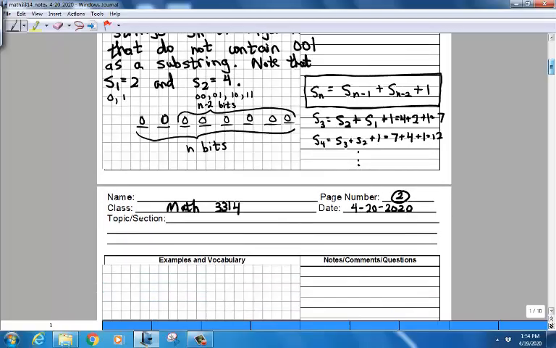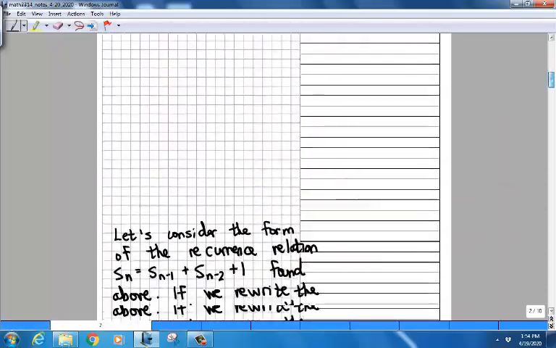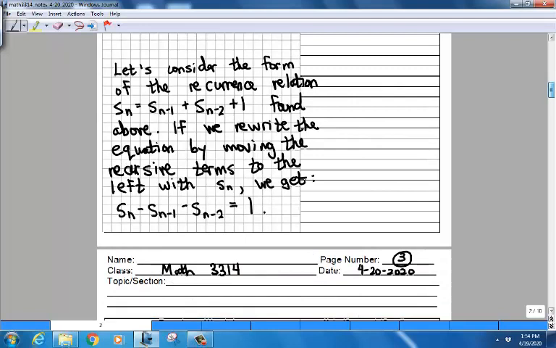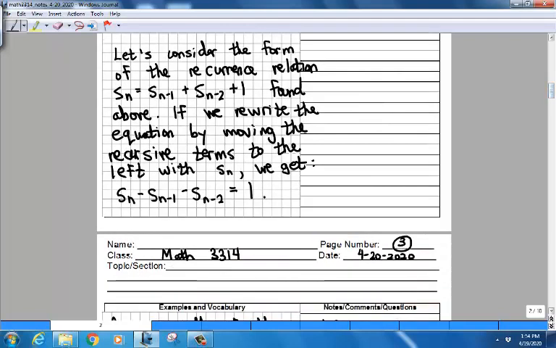And now I'm going to show you how to do that. All right, but we have to introduce a little bit of terminology here before we get to that method. So let's go back and think about that recurrence relation that we just wrote down. S sub n equals S sub n minus 1 plus S sub n minus 2 plus 1, right? So what I'm going to do is rewrite this equation a little bit.